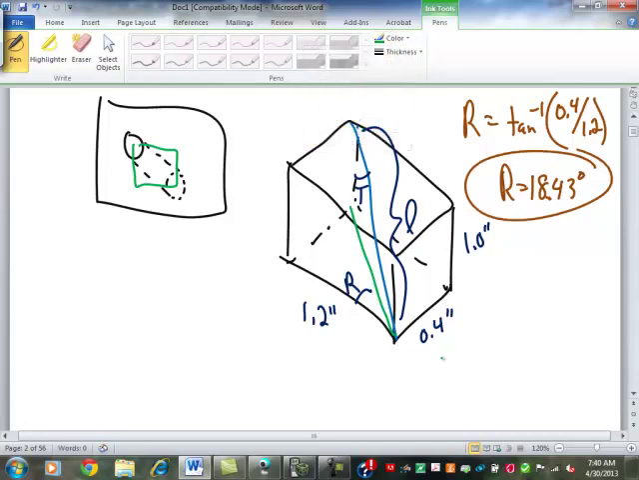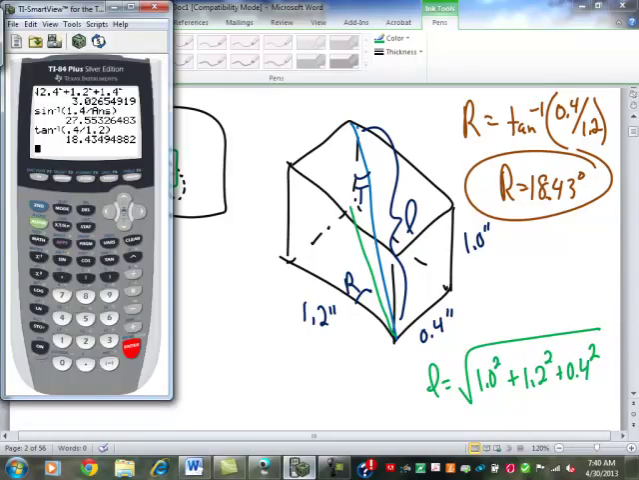Next, we can find our L. That'll be the square root of 1 squared plus 1.2 squared. Perfect. There you go. So we've got 1 squared, which is just 1, plus 1.2 squared, plus 0.4 squared. 1.612.